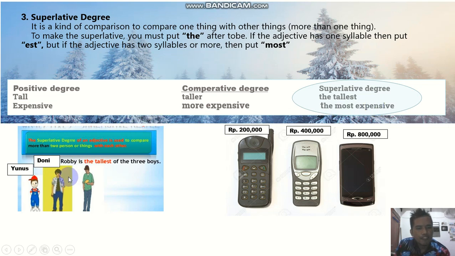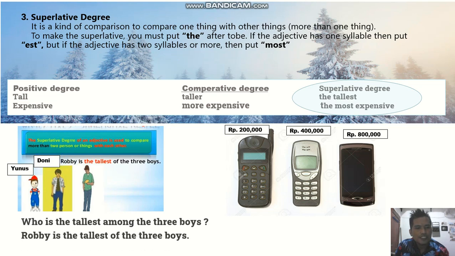Okay, let's look at the first picture over here. Who do you think is the tallest among the three boys here? This is Yunus, Donnie, and Robbie. Who is the tallest among the three boys? Yes, Robbie is the tallest of the three boys.